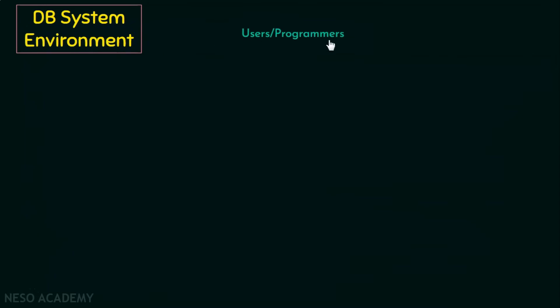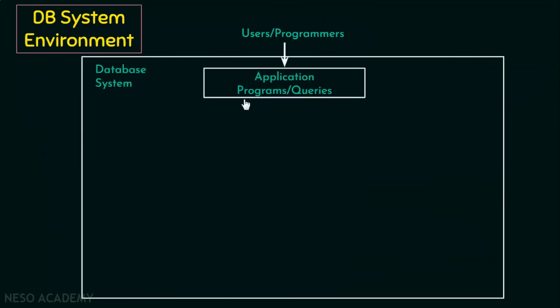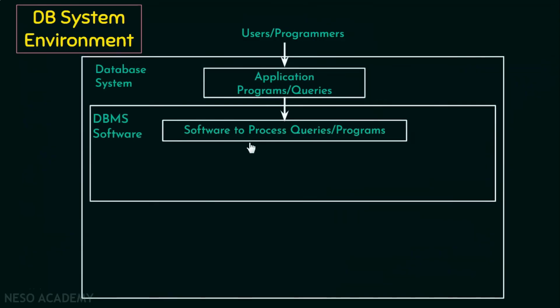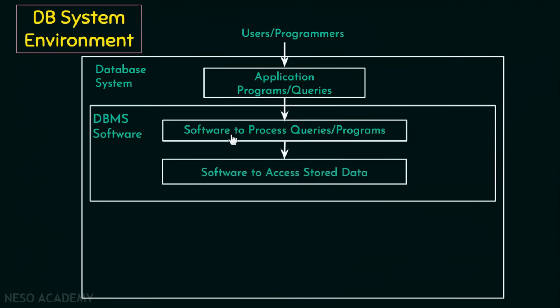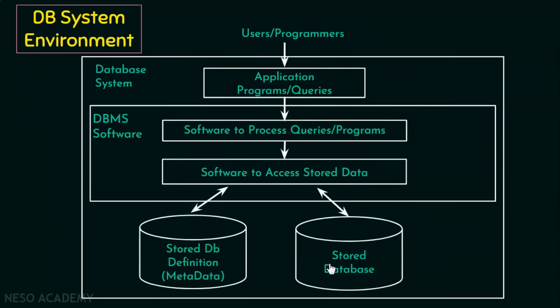So here we have the users or the programmers who write queries or programs, and these queries or programs are processed by the DBMS software. And then based on the processed queries, DBMS software accesses the stored data in the database. That is, it accesses the stored database as well as the metadata. As we have already seen, metadata is the database definition. So this is a simple illustration of a database system environment where users write their queries and it is processed by the DBMS software. And based on the processed queries, DBMS software accesses the stored database as well as the metadata.